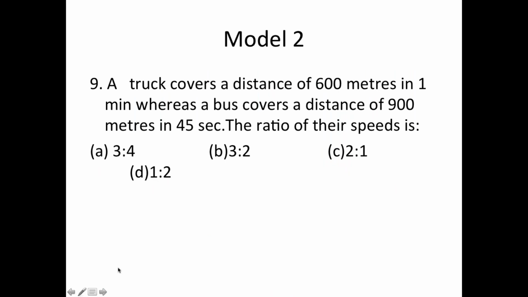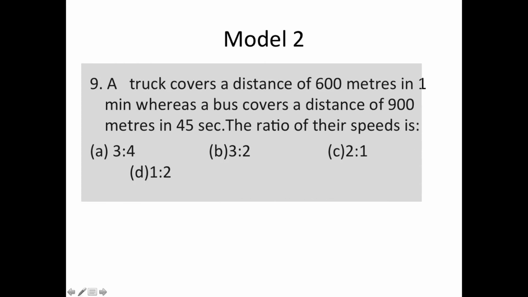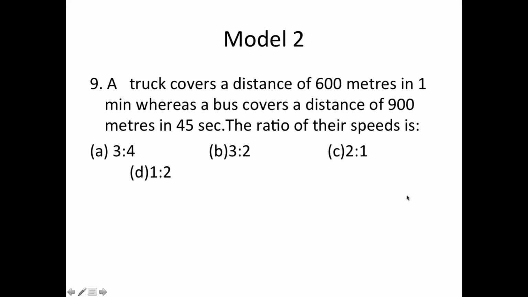Do it. Quickly give me the answer. A truck covers a distance of 600 meters in 1 minute of time, whereas a bus covers a distance of 900 meters in 45 seconds. Then what is the ratio of the speeds? Please make sure that when you are taking the speeds or when you are trying to find out the ratio, that should be in the same unit. Your units should be the same.